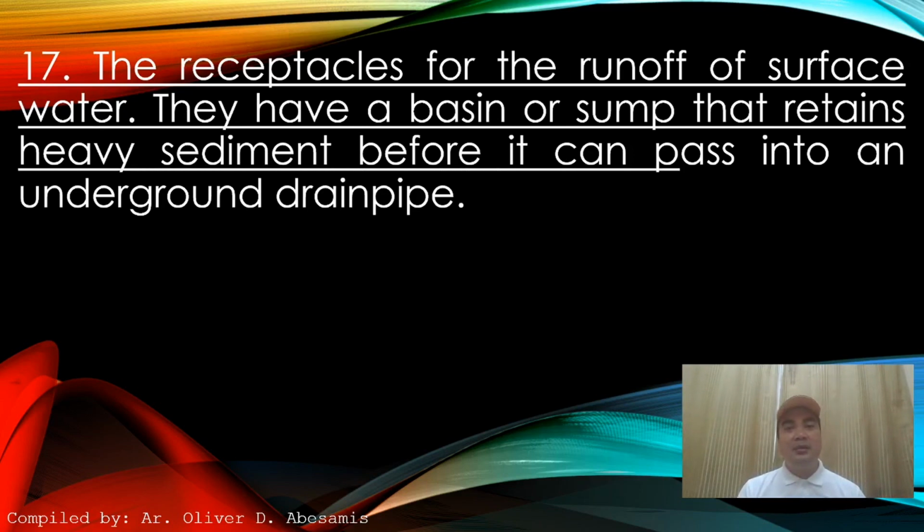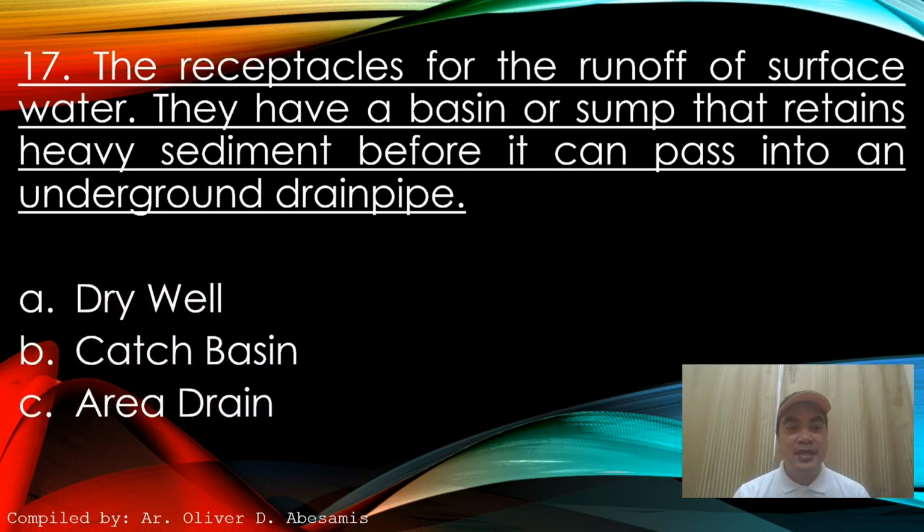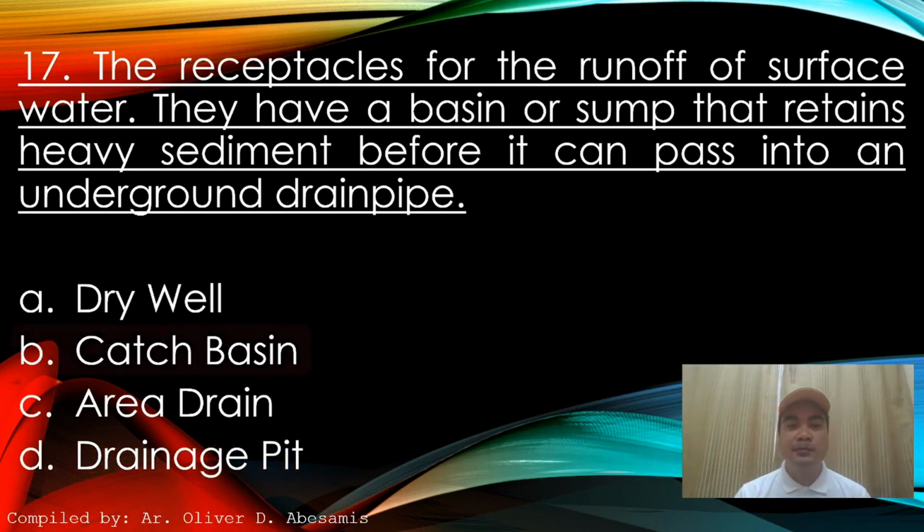Next, the receptacle for the runoff of the surface water. They have a basin or sump that retains heavy sediment before it can pass into an underground drain pipe. A. Dry well. B. Catch basin. C. Area drain. And D. Drainage pit. Answer? B. Catch basin.